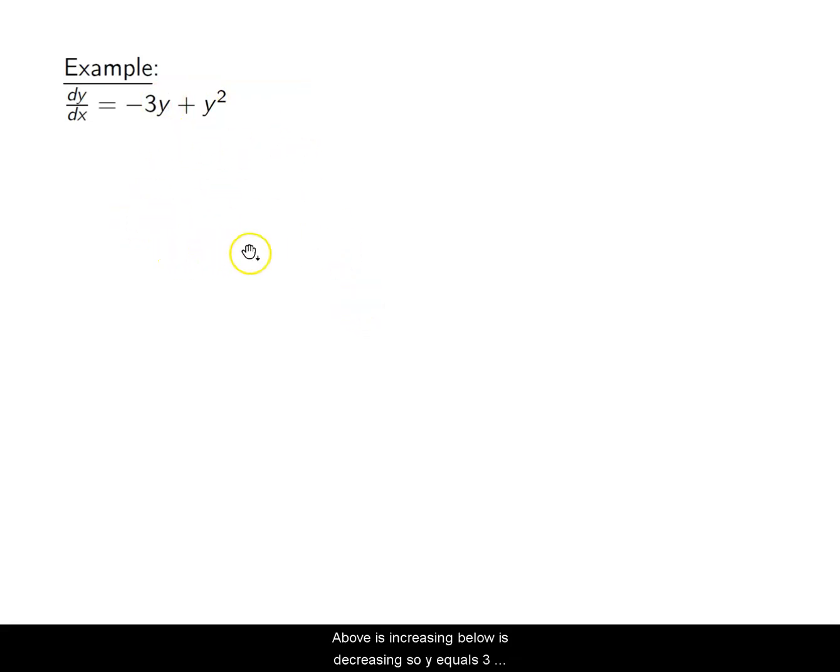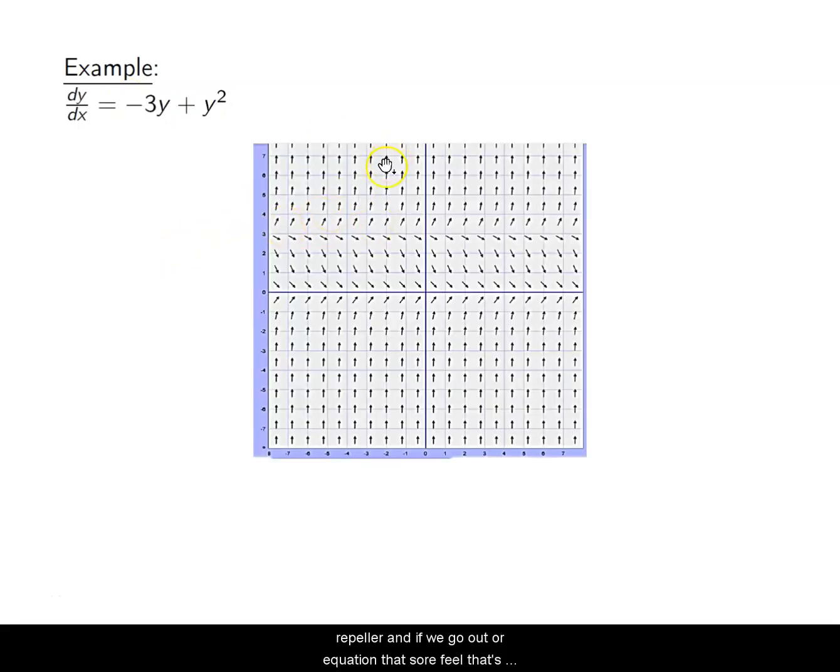So above is increasing, below is decreasing. So y equals 3 should be a semi-stable point, right? It's not an attractor or a repeller. And if we go to our field, that's what's happening. Everything is positive, everything is decreasing, so it's a repeller, right?